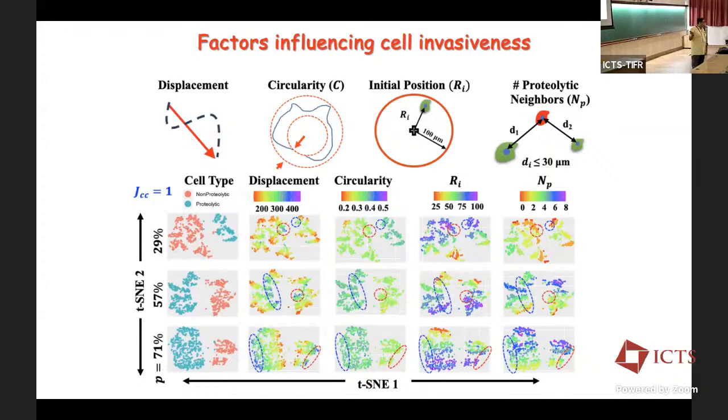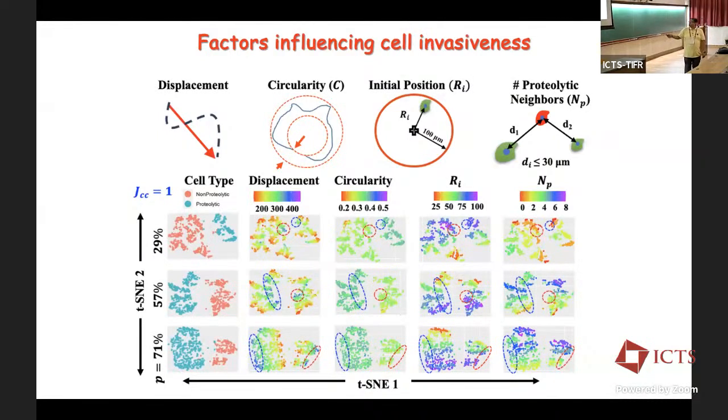I also know where this cell was initially positioned in the cell cluster, which means that if you had a cell which was at the periphery, the expectation is this cell will by default migrate more than if the cell was positioned deep in the interior. And secondly, we hypothesized that for the non-proteolytic cells, maybe they are hitchhiking a ride with the proteolytic cells. In other words, if they have a greater number of proteolytic neighbors, they stand a greater chance that they will actually invade.